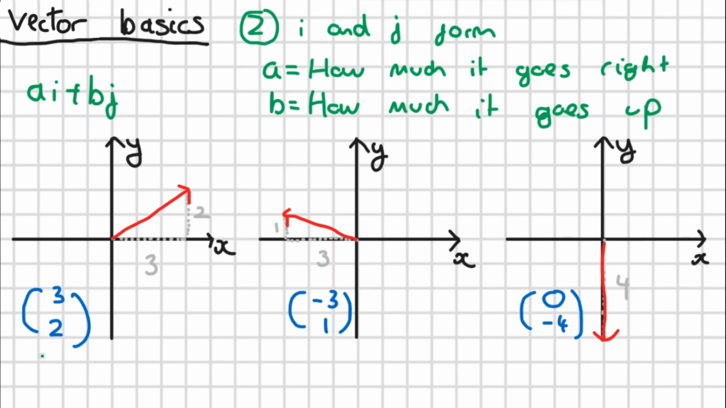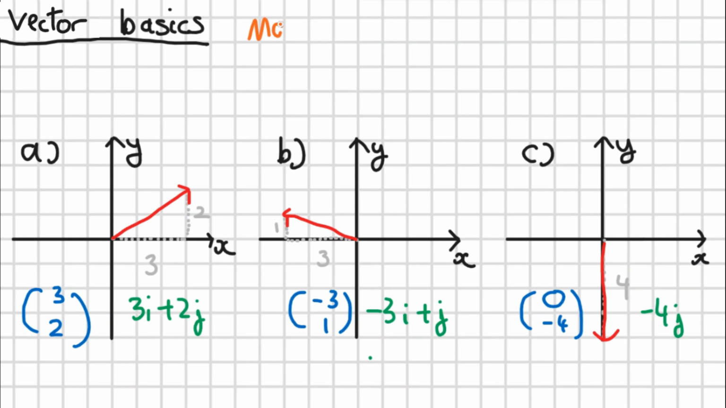So for this example, it goes right by 3, so it's going to be 3I, and it goes up by 2, so it's going to be 2J. And as you can see, it's very easy to convert between the two forms. They're the same thing. The A and B are still the same. For this one, it goes left by 3, so it's going to be -3I, and it's going to be +1J, but 1 we don't really need to write as a coefficient, so we just put J. And then for this example, it doesn't go right or left, so it's 0I, so we don't need to write the I, and then it's -4J. And as you can see, it's so easy to convert between the column and the I and J form.